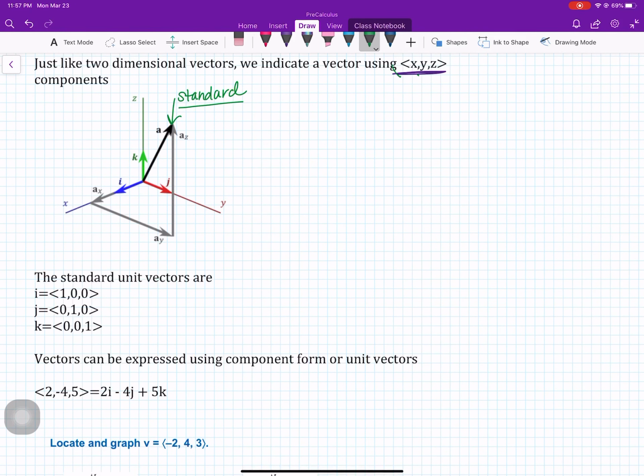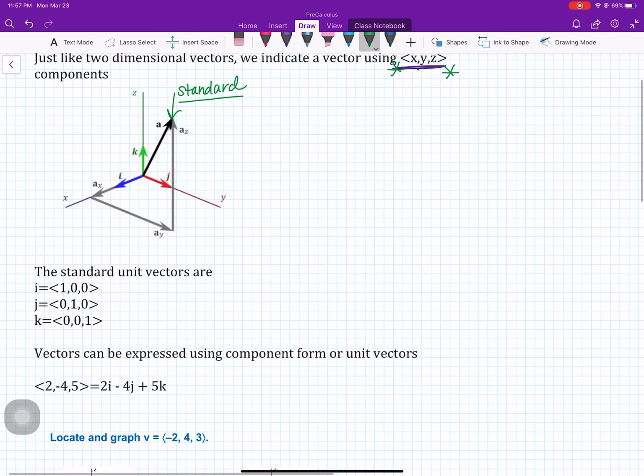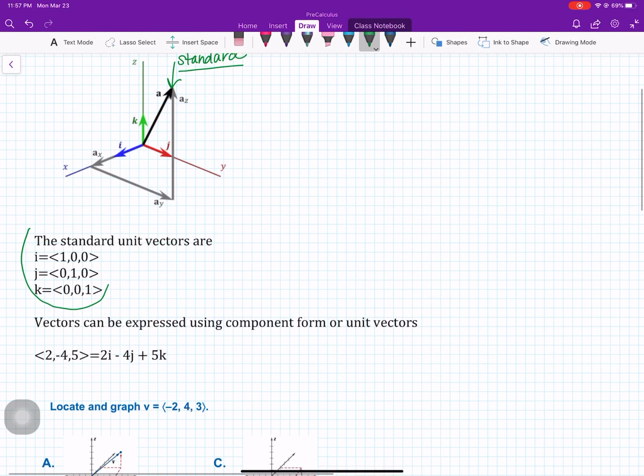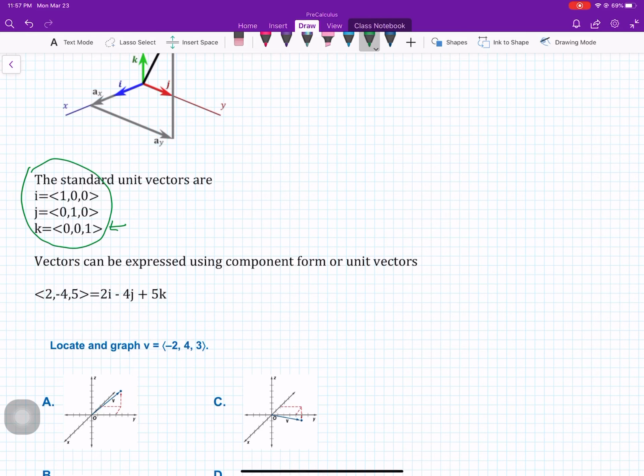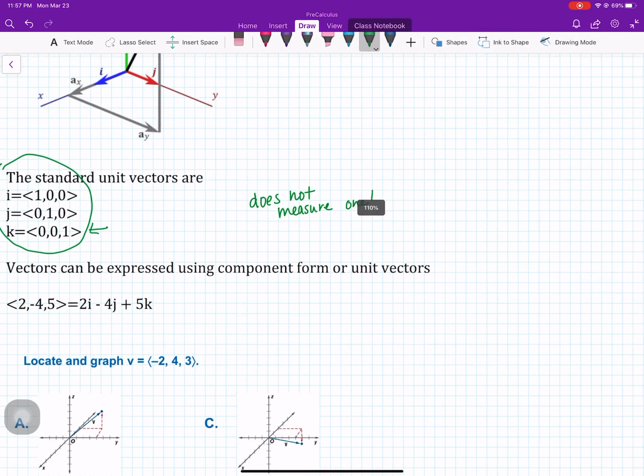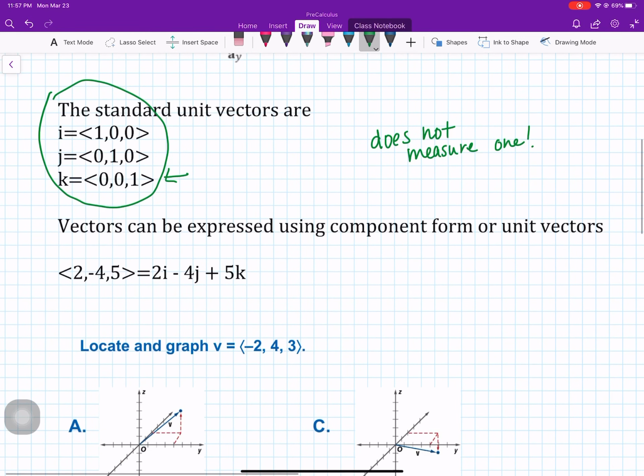Pointy brackets are a very common way of describing vectors, but we can also describe vectors using the standard unit vectors. Since we have a third component z, we're going to have a third standard unit vector, which is k. Now be careful. When you write a vector in terms of standard unit vectors, this is not a unit vector. It does not measure 1. We'll talk about that a little bit more later, but that was a common misconception that some people were having. A standard unit vector is just a different way of expressing the component form of a vector.